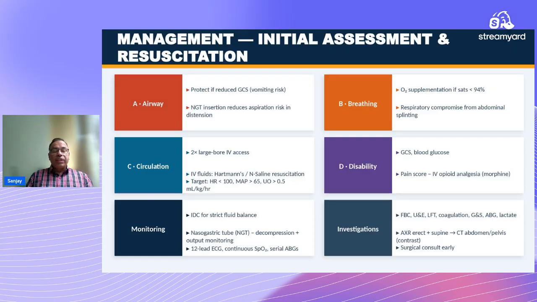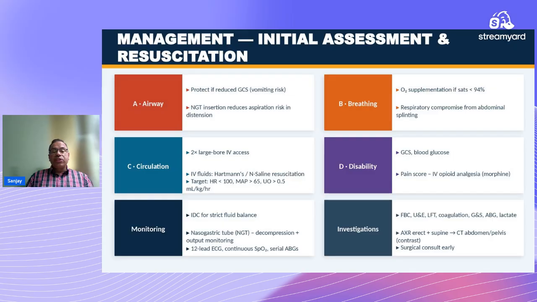Most of the time, when the patient comes to the emergency department or is admitted to the ward, these patients may have hypovolemia, they may have fluid and electrolyte disturbances, they may have other comorbid conditions. So, the general assessment and resuscitation takes priority before we go on to do a definitive procedure. So, first is the airway protection, especially in a patient with reduced GCS because of vomiting risk.